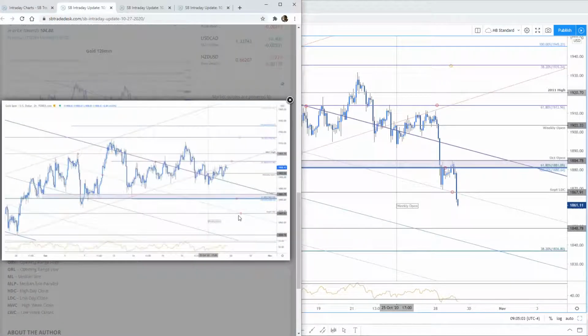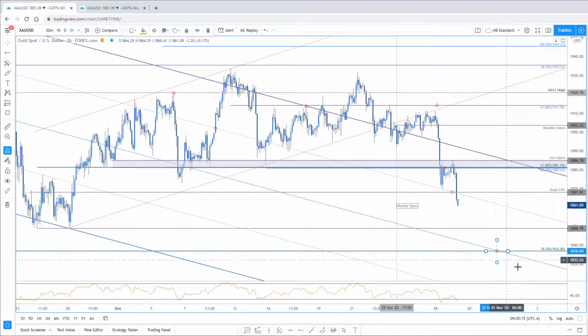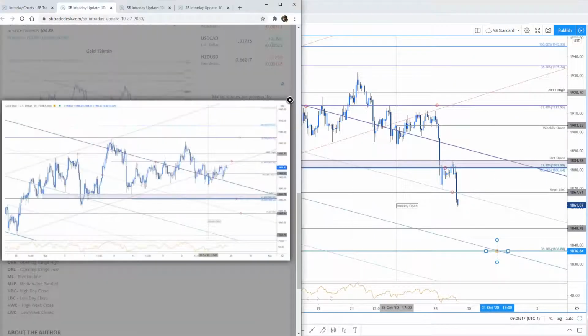At this point, that 1867 broke. Next level is 1848, soft target, but really 1836. Like I said, that's where we'd really like to see a little bit more of a larger inflection, a larger price reaction, a bigger recovery. Questions on gold? All right, that is number 9.